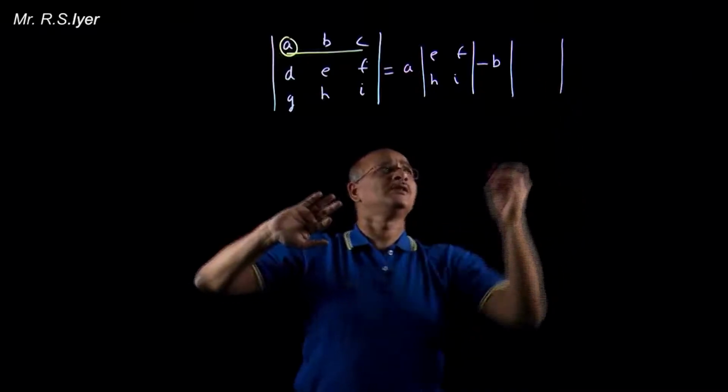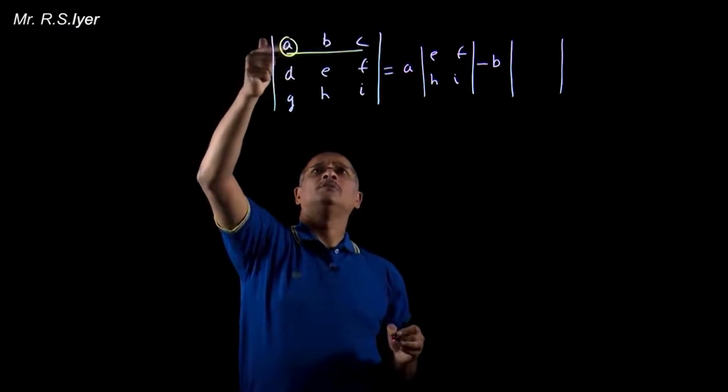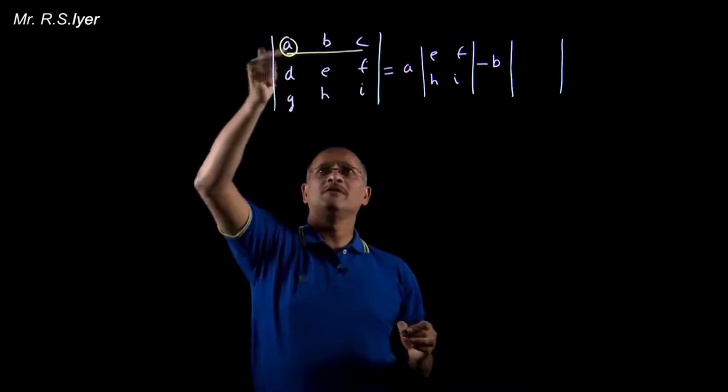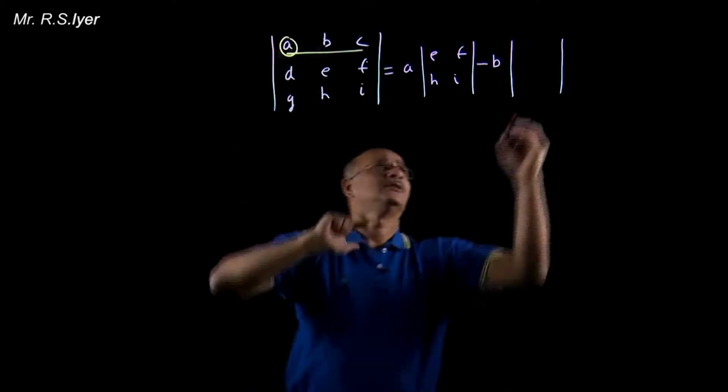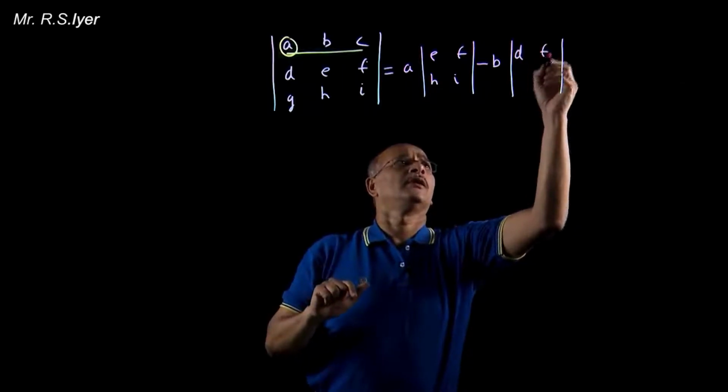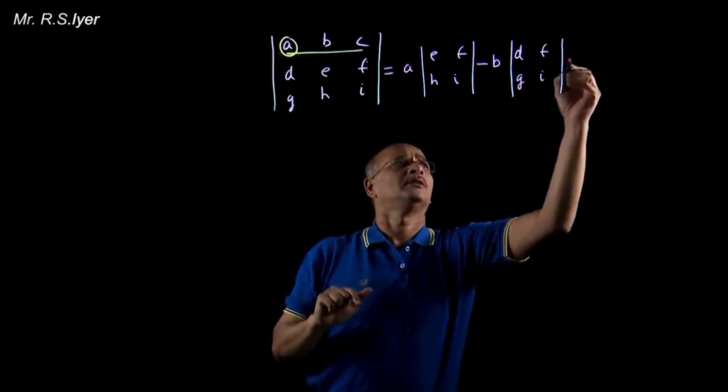Now see, B is in which column and which row? B is in the first row and second column. So leave the first row and second column. What is left out? D, F, G, I. D, F, G, I, plus.